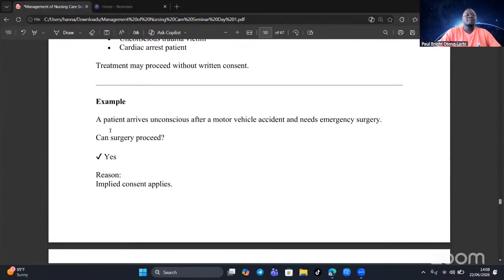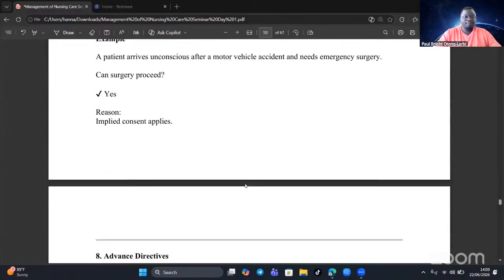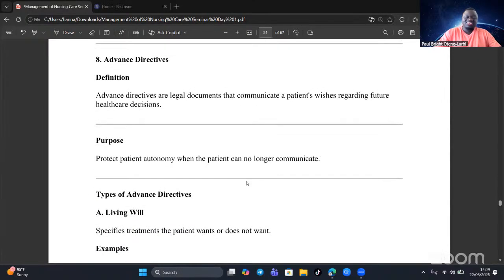Let's go. A patient arrives unconscious after an MVC or MVA and needs emergency surgery. Can surgery proceed? Yes. Reason: this is implied consent. Advance directives are another thing.